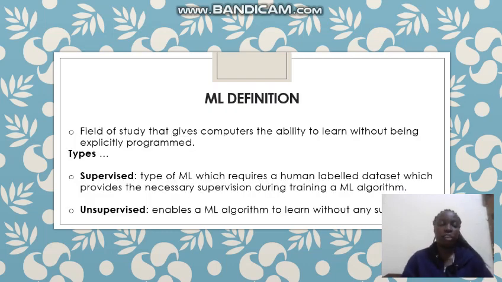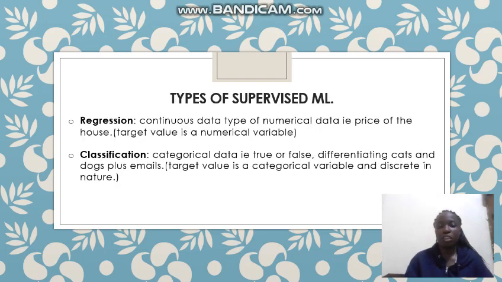Starting with the definition, you'll find that machine learning is the field of study that gives computers the ability to learn without being explicitly programmed. And you have the two different types of machine learning. You'll find that there is supervised learning, which is a type of machine learning that requires a human labeled data set which provides the necessary supervision during training a machine learning algorithm. Then the unsupervised machine learning enables a machine learning algorithm to learn without any supervision.